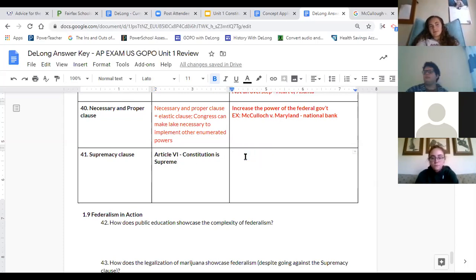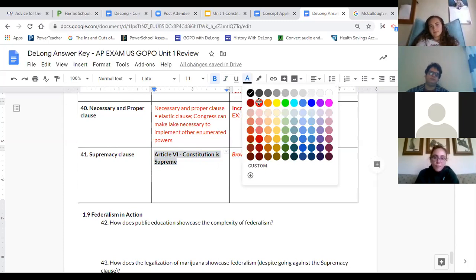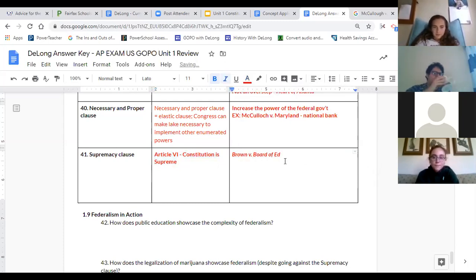So I would say, best example here that I can think of off the top of my head, Brown versus Board of Education. 14th Amendment, dude, trumps the ignorant racist people who thought that that was okay. Let's call them out for what they are. Ignorant racist. Okay. All right.